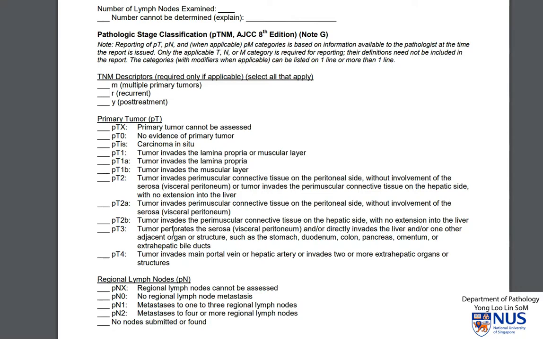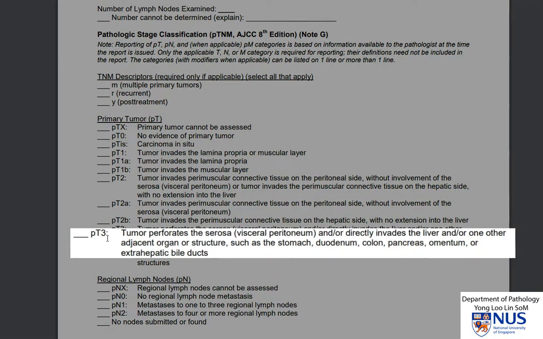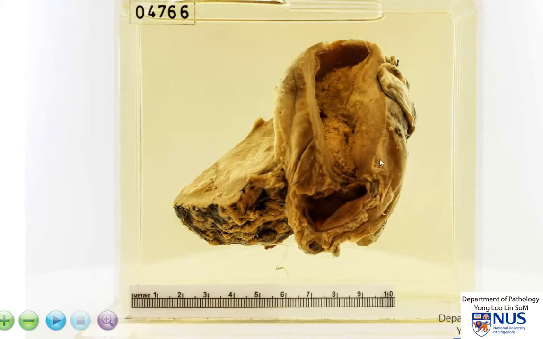So in our staging exercise, we can see that this would be at least pT3 stage. P stands for pathologic staging, so this means after pathologic examination grossly and also microscopically, that the tumor directly invades into the liver.